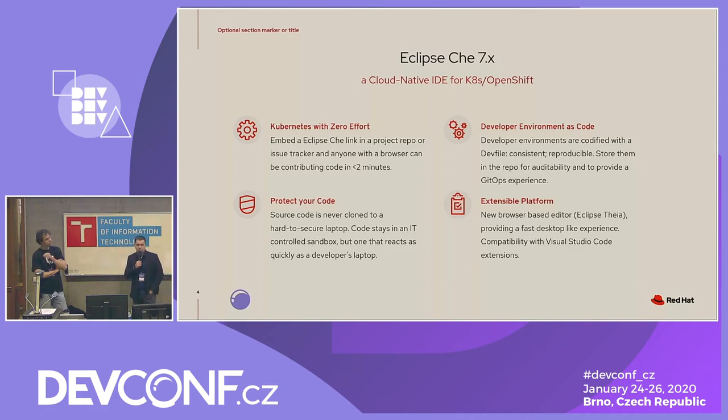Kubernetes with zero effort, what does it mean? Eclipse Che has a nice feature to make URLs, which you can embed in your issues and your readmes. You click on it in a browser and get the full development environment just in your browser, without needing to install anything, without needing to explain to someone which steps they need to take to have the same environment. We call these factories.